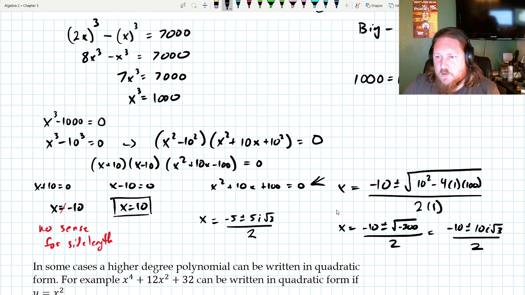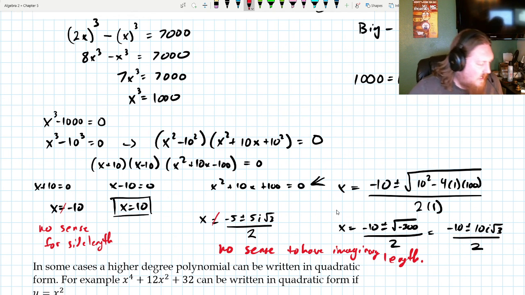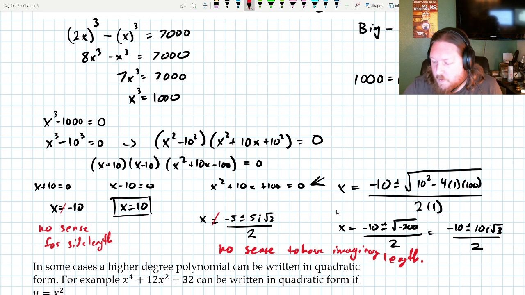Now, does this make sense for the solutions either? No, this doesn't make sense either. No sense to have imaginary length. So I don't really want to use that as my answer either. So the only one that actually works is 10. So there's my only answer that actually makes sense for the problem that I'm given.